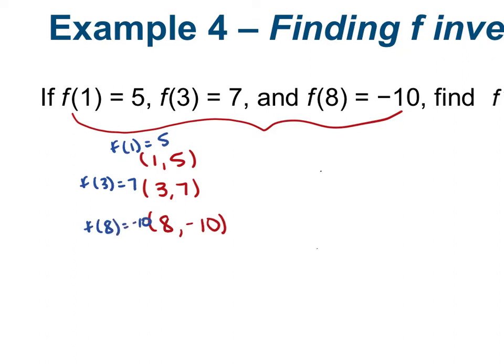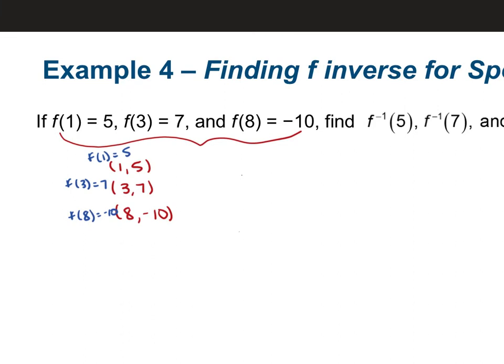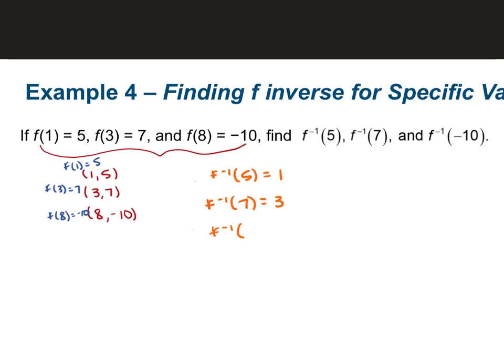If we're looking at the inverses of these, we're just switching those x and y values. So to find the inverse of f of 5, that would give us the x value from the original, which is 1. The inverse of f of 7 would be the x value when y is 7 from the original, so that's 3. The inverse of negative 10 is the x value from the original, which would be 8.